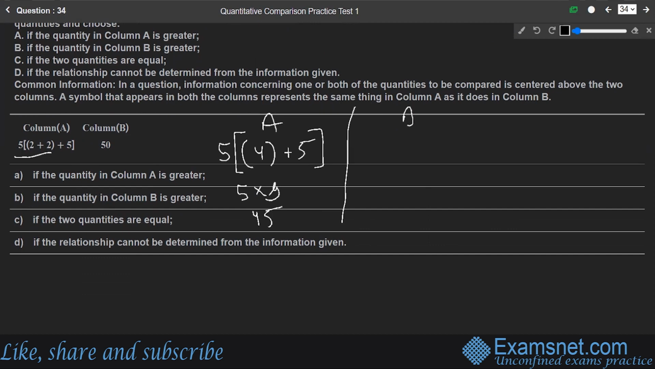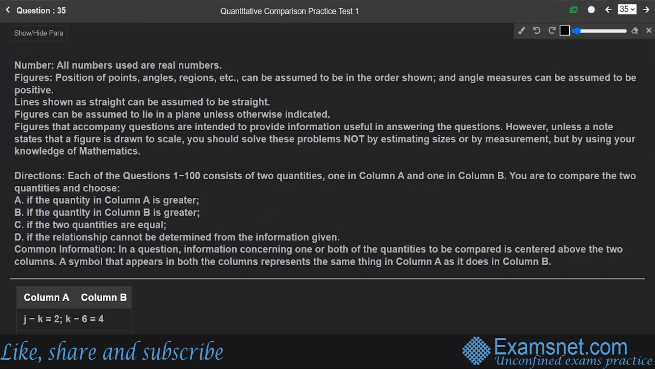Value in column B is how much? It is already given to be 50. So clearly quantity in B is greater than quantity in A. So the answer becomes option B. That is the right answer. Okay, let us go further. 35. Okay, so the question is asked.